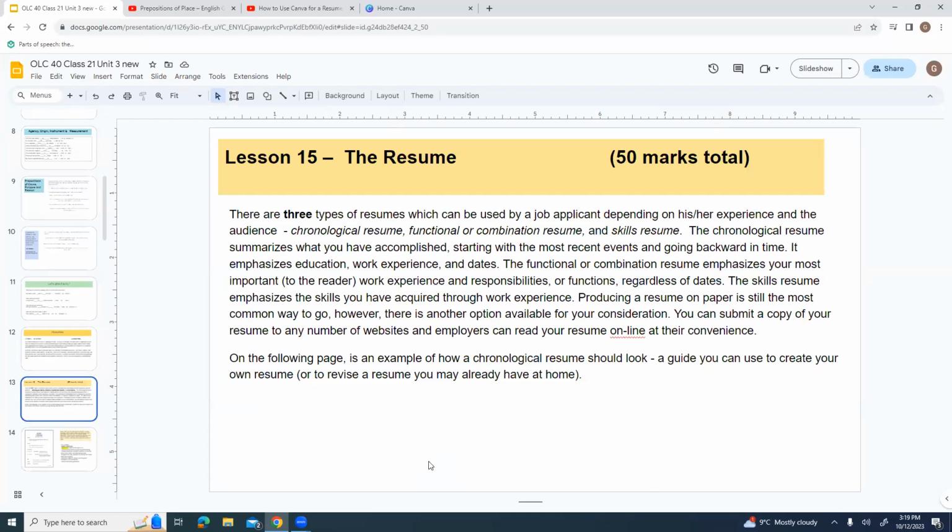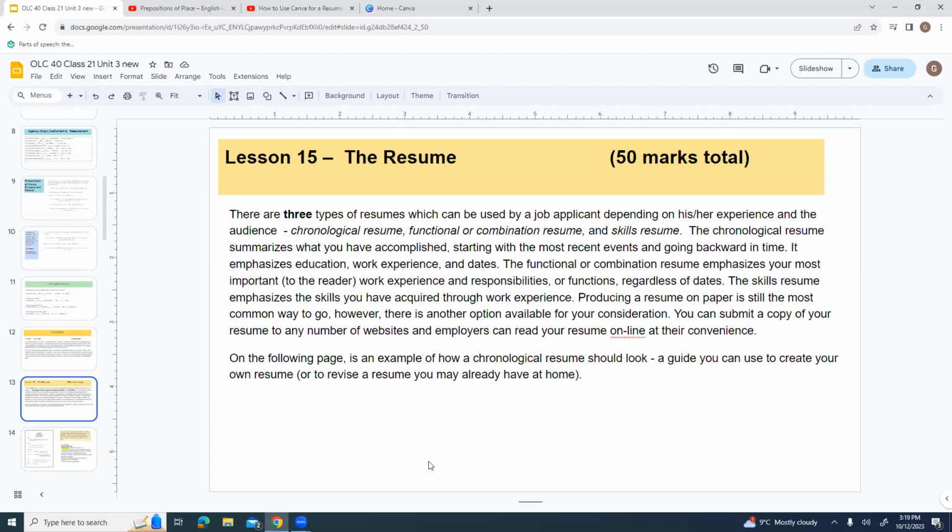There are 3 types of resumes that can be used by a job applicant depending on their experience and the audience. So there's the chronological, functional, combination. That's weird. I would say functional and skills are the same type, and a combination is meant to be a type of the chronological and the functional. I didn't write this part. I'm just reading what's actually there.